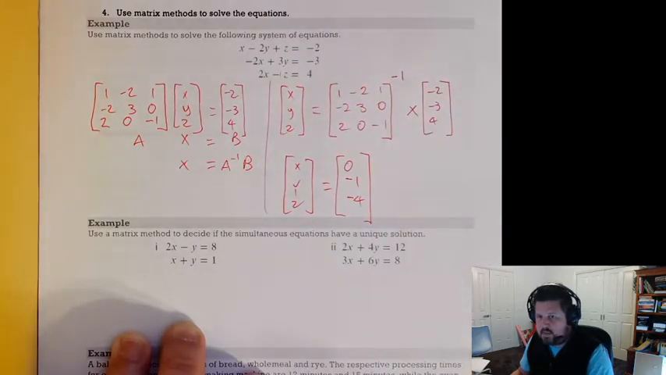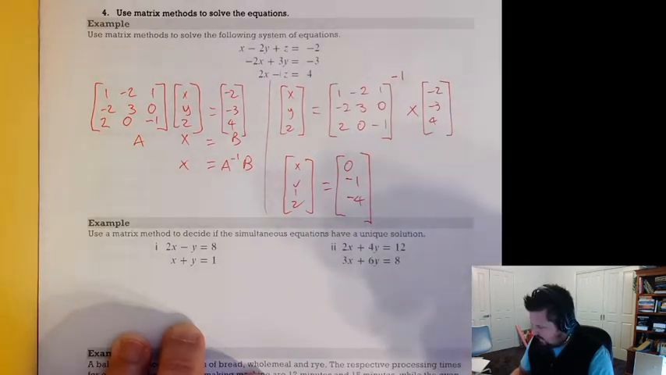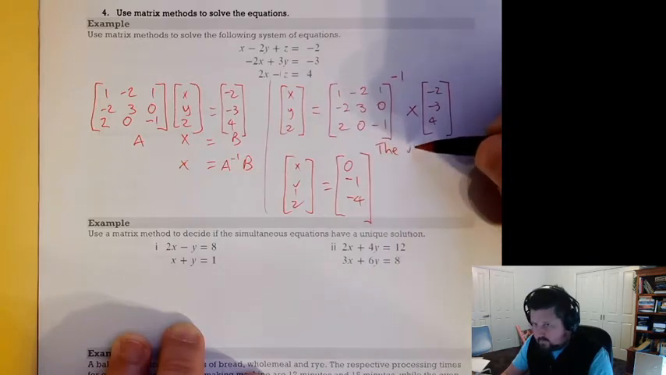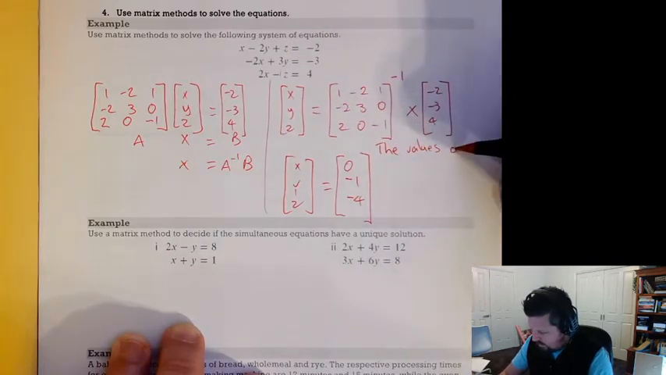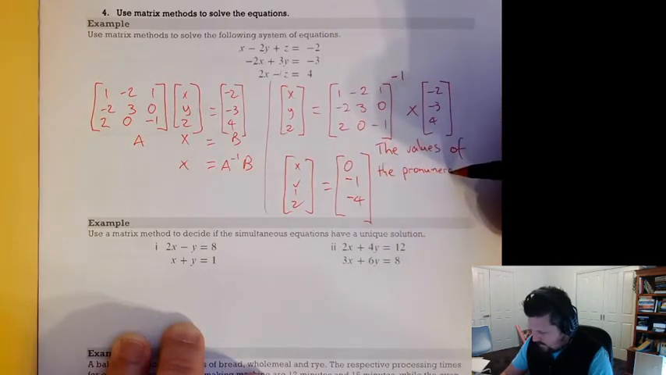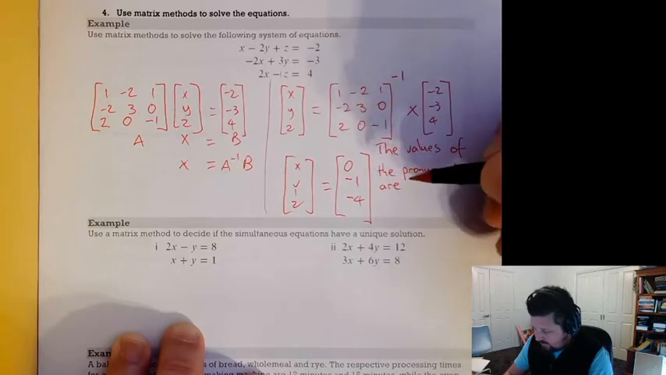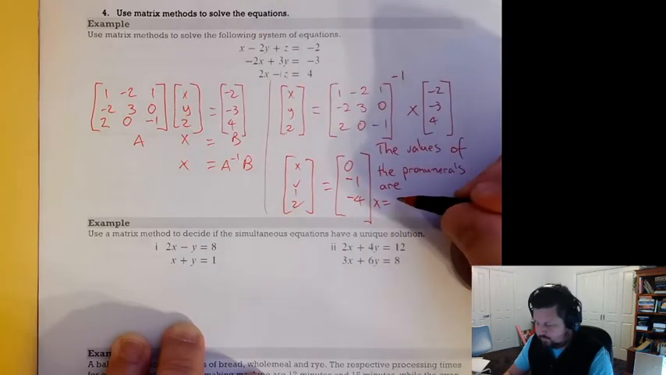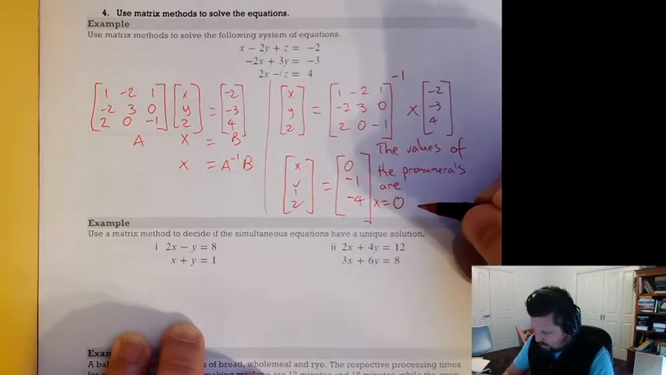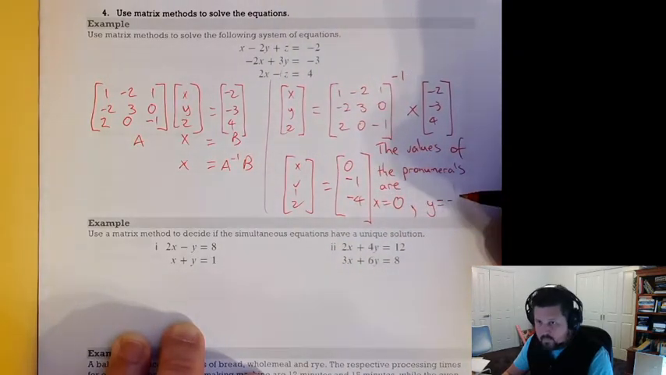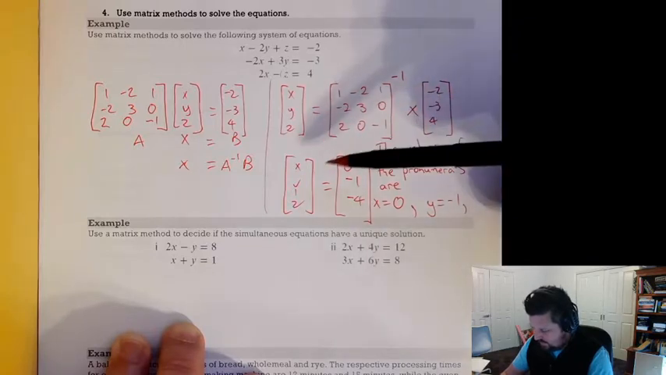Now, again, some people attempt to just leave it there and move on to the next question. What I would really encourage you to do is write out what the answer is. So I would say the values of the pronumerals are, and I'll list what they are. X was equal to this first one here, which is 0. Y was equal to -1. And Z was equal to -4.